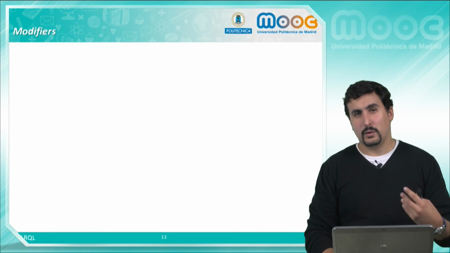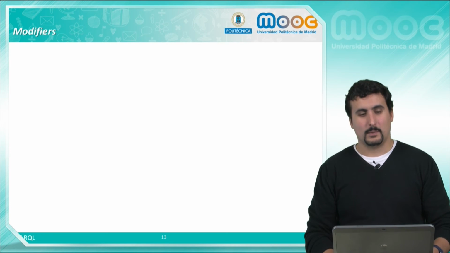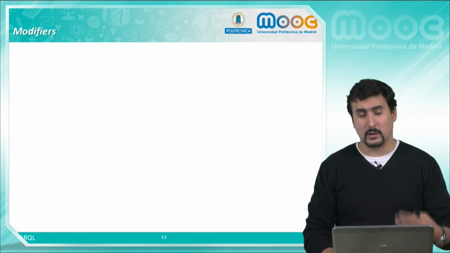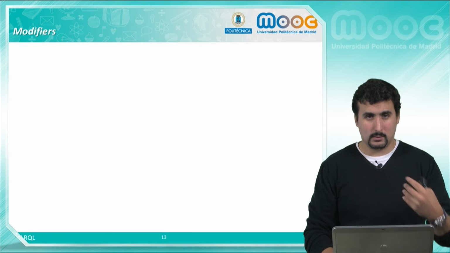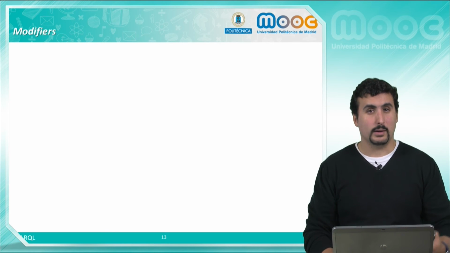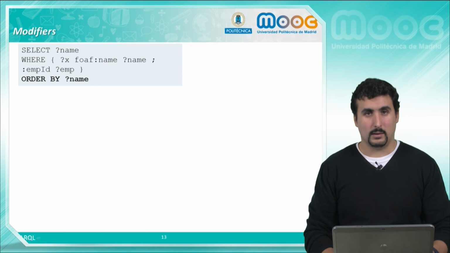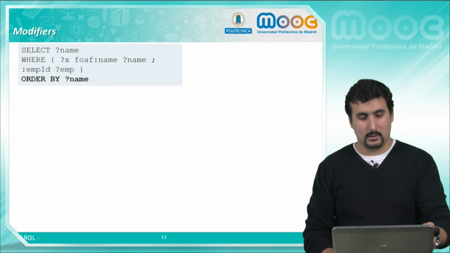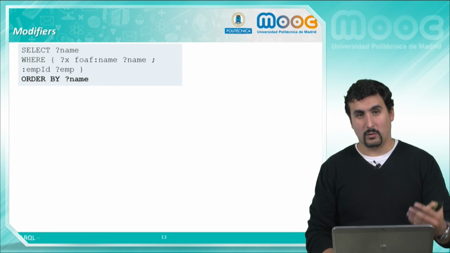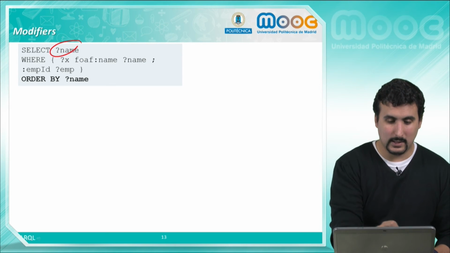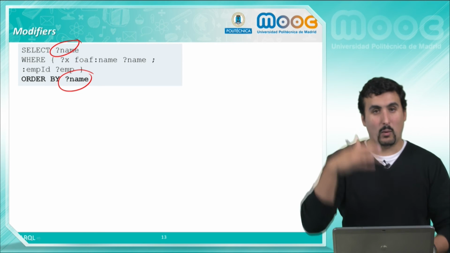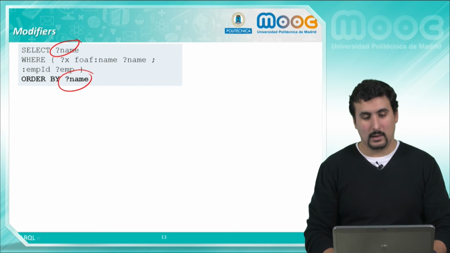So we have a set of modifiers, a set of operations that we can apply to our data once it's retrieved to modify how it is displayed. For example, we can use the ORDER BY clause, in which we order the results we are getting. In this case, the name: we are ordering our results alphabetically based on the name.